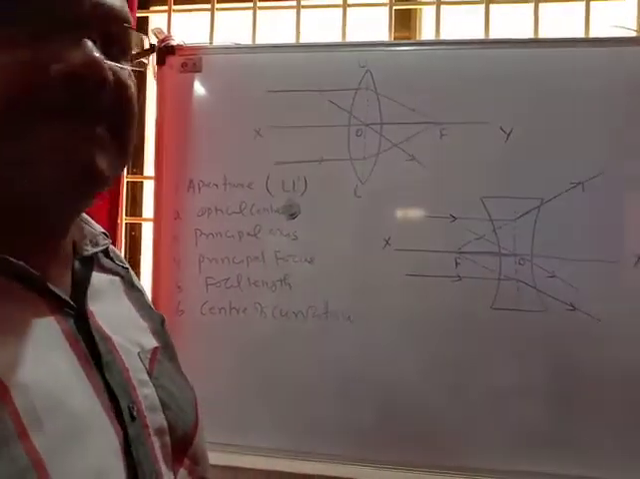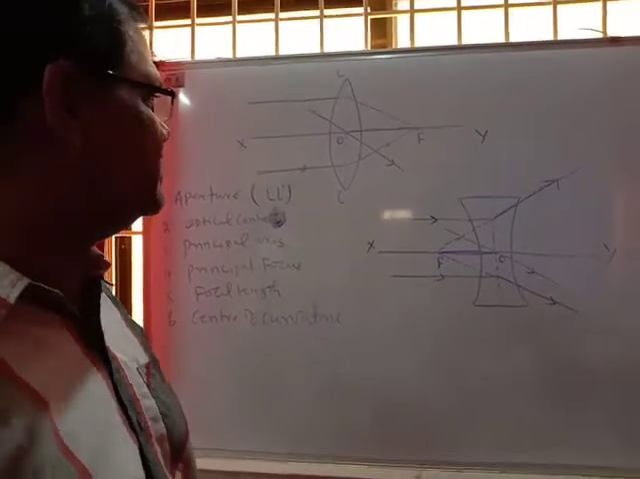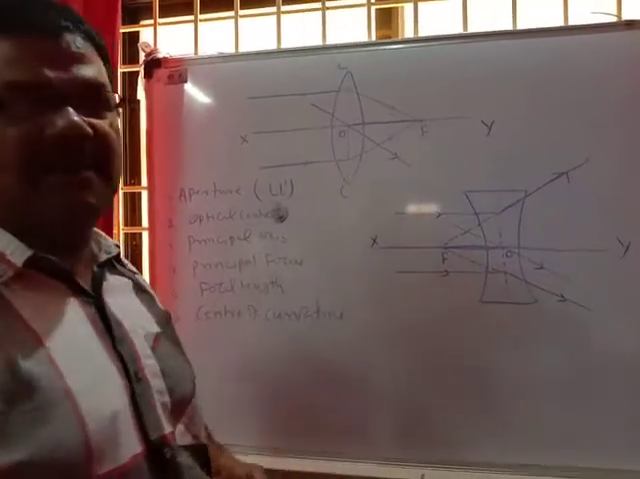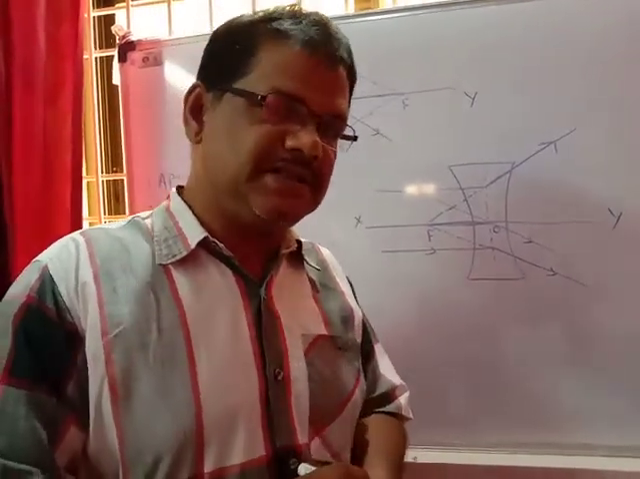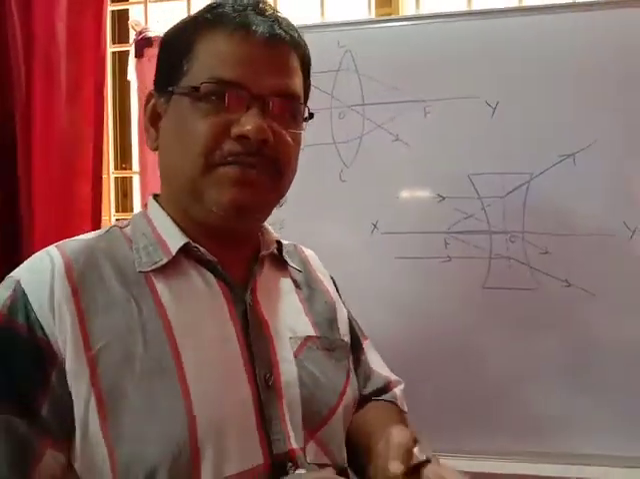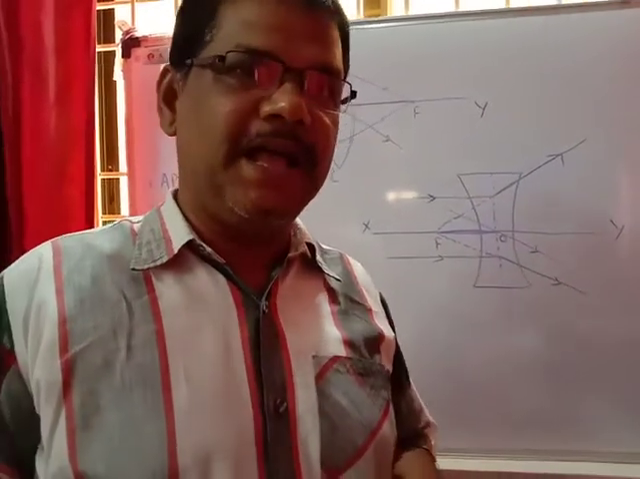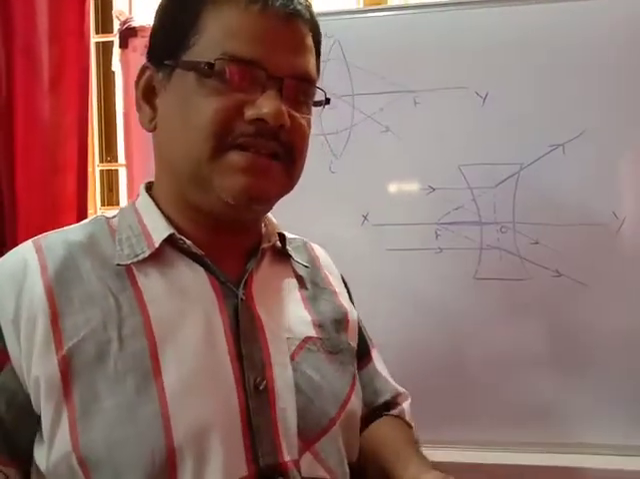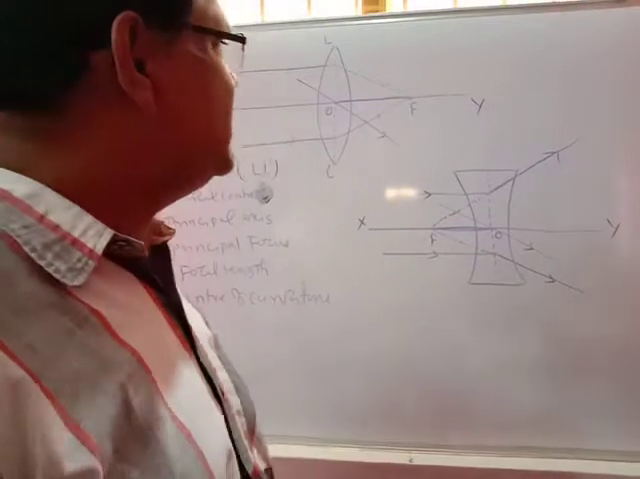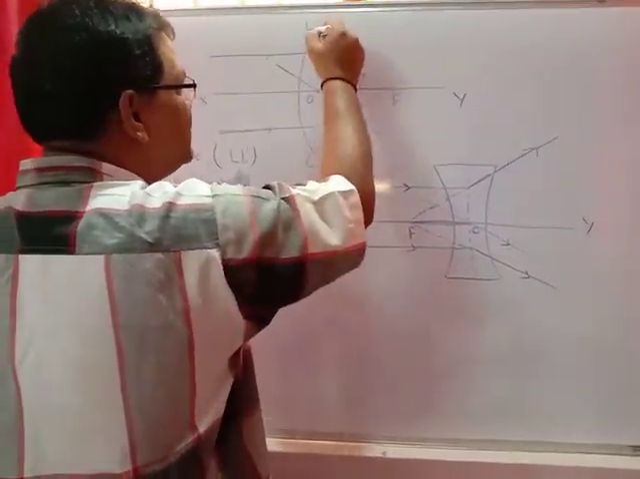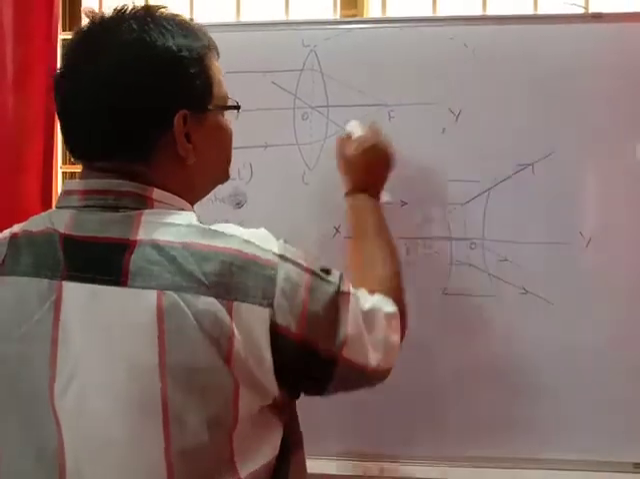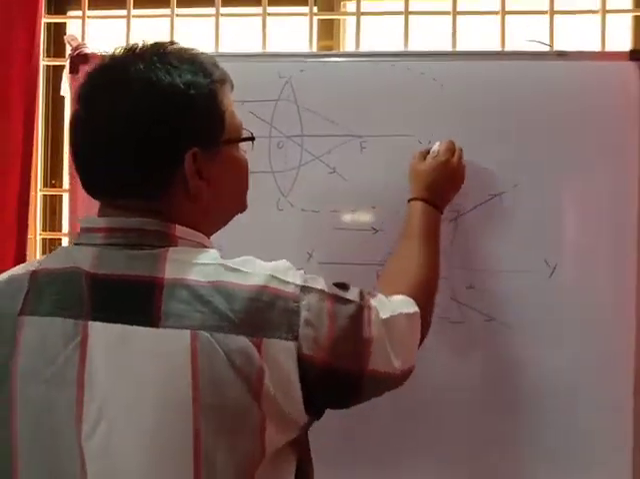Another is the center of curvature. Which one is the center of curvature? The lens is made up of two spherical surfaces. The two spherical surfaces are parts of two different spheres, and two different spheres have their centers. That center is called the center of curvature. Here, this is one spherical surface. It is a part of a sphere, cut out from a sphere.